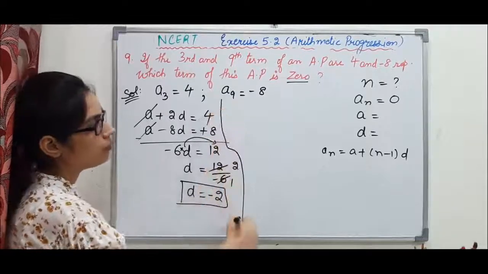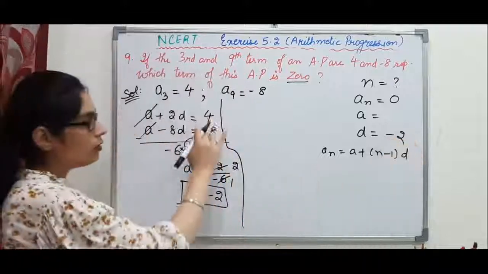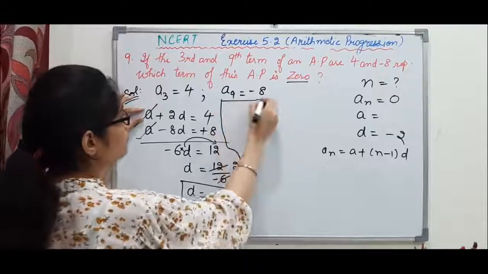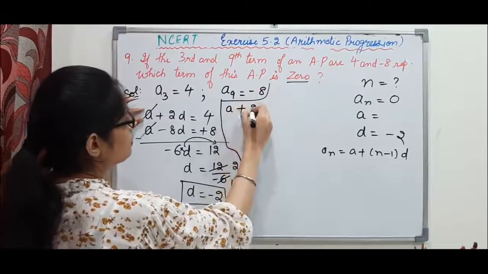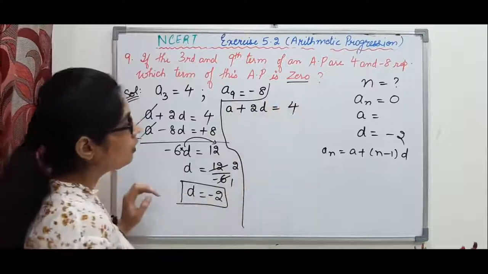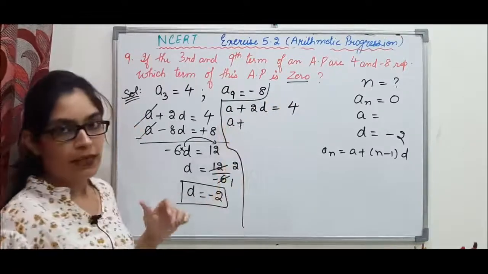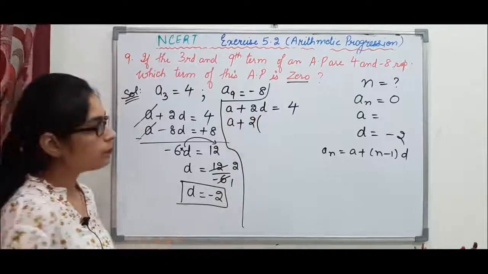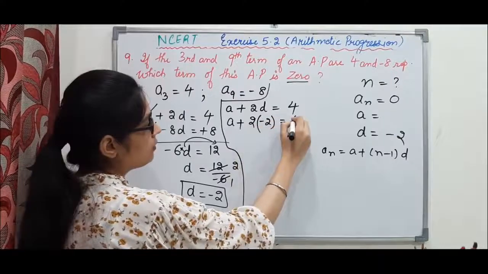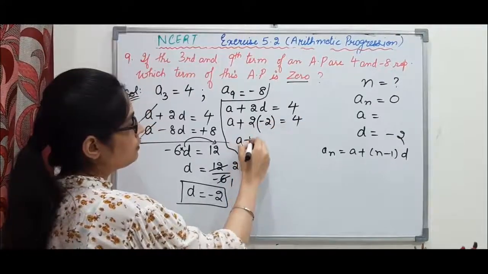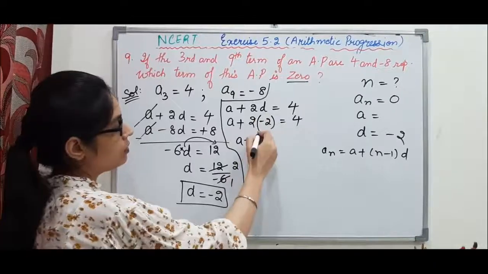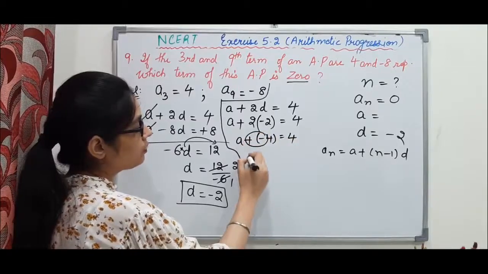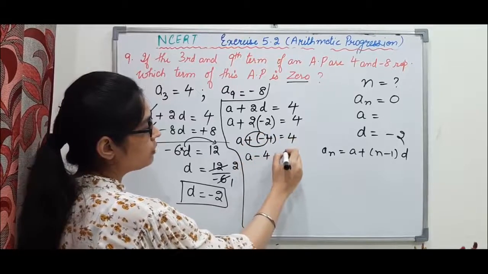Now this value of D I can substitute in any of these equations and I can find the value of A. So let's substitute in first equation, A plus 2D is equal to 4. A I have to find, so A as A only I will write, 2 into D. D's value is minus 2. So minus 2 only we will write is equal to 4. So A plus 2 into minus 2, it is minus 4 is equal to 4. Now, two signs are together here. So plus minus is minus. So A minus 4 is equal to 4.